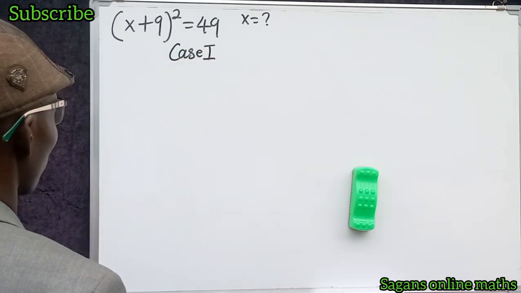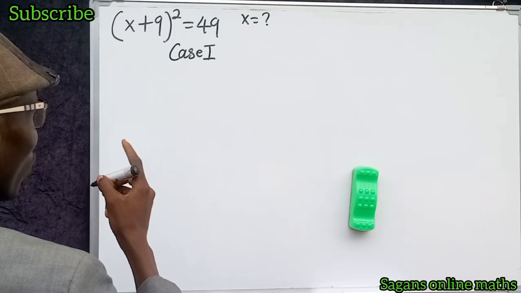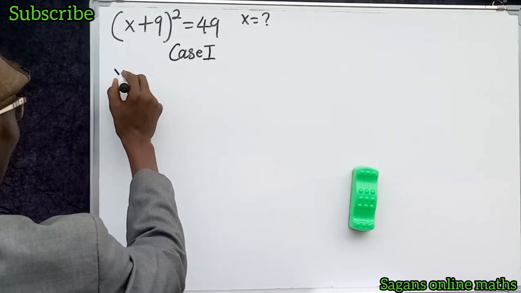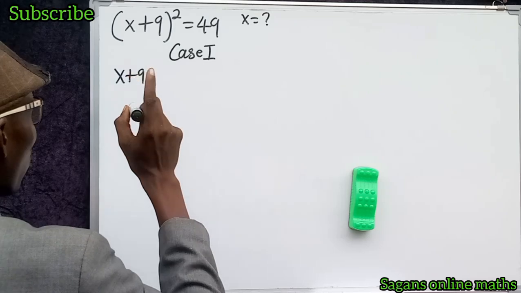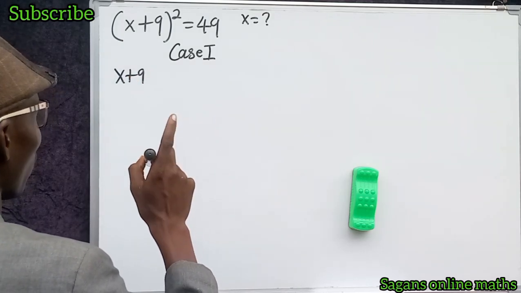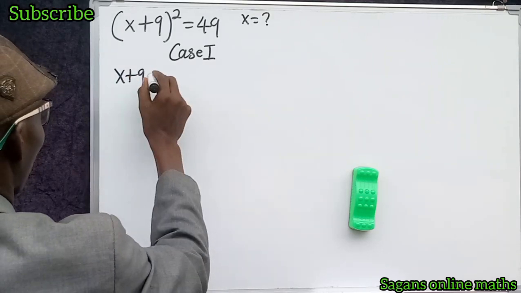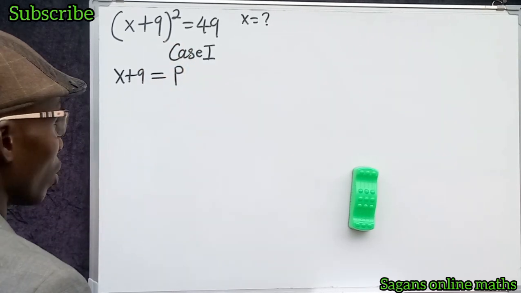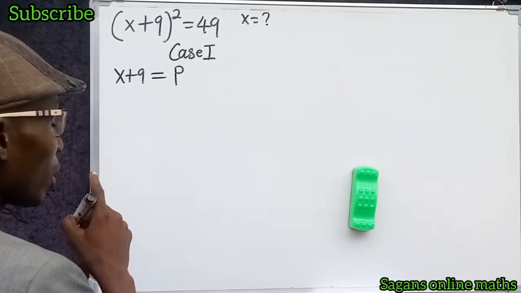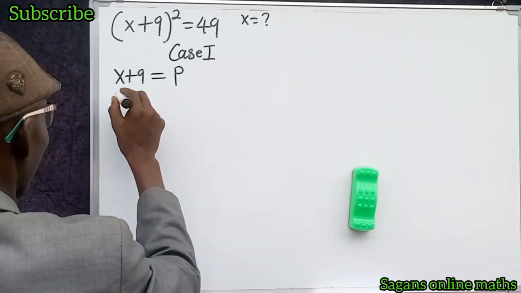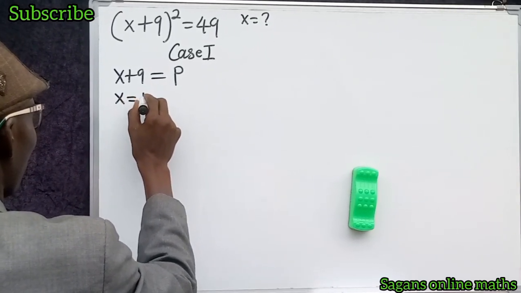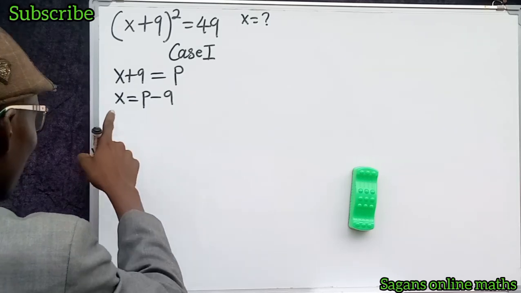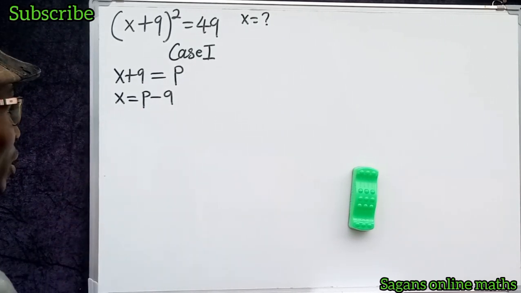Do you know that we are not wrong if we square both sides? Sorry, we are not wrong if we take the square root of both sides. And we are not wrong if we let x plus 9 equal any variable. I prefer p. From this p, let's make x the subject of the formula. It means that x is equal to p minus 9 by subtracting 9 from both sides. This is the value of x if we can know the value of p.